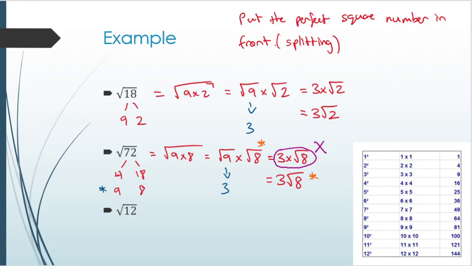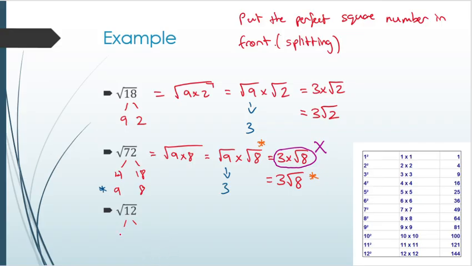Now let's just do square root of 12. We can break that up to either 2 times 6 or 4 times 3. The thing is, 2 and 6 are not perfect square numbers, so you're going to ignore these numbers and use the other combination instead.